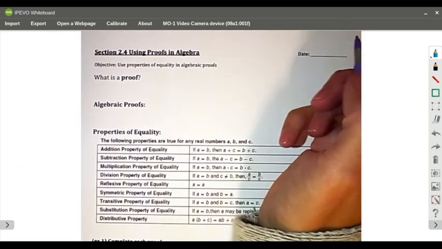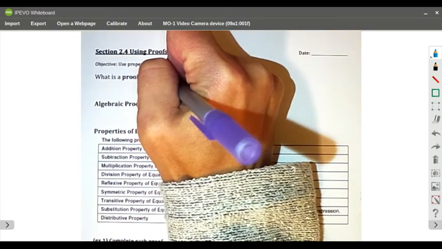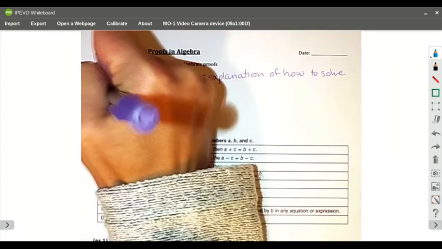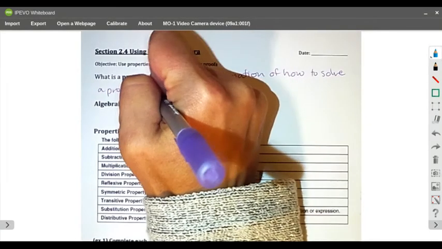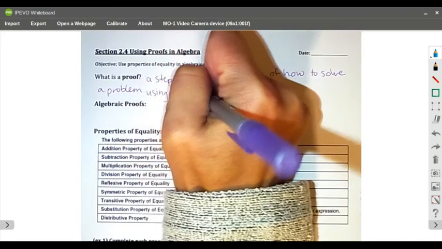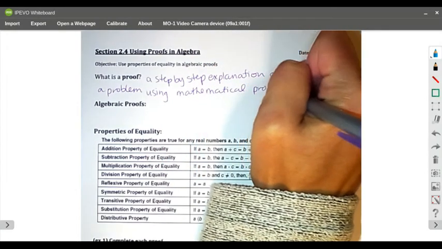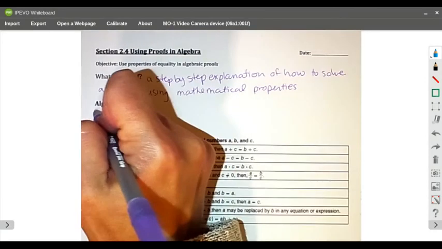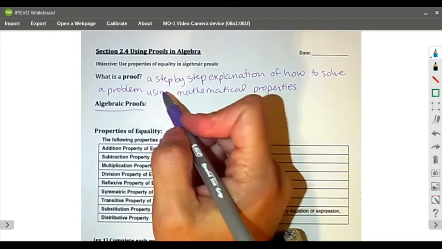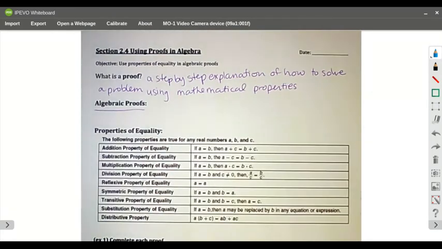To define in general what a proof is, it's a step-by-step explanation of how to solve a problem. There are all different types of proofs, but we solve the problem using mathematical properties. Basically, you do something and you justify it. You justify it either using a property, a definition, a theorem, or a postulate. What we're going to do today, more specifically, is algebraic proofs, where you are just solving equations and justifying each step with a property.